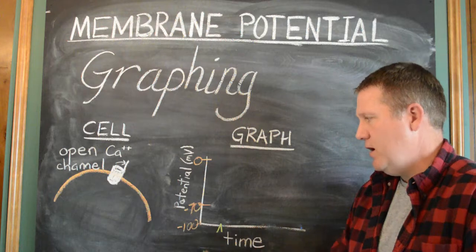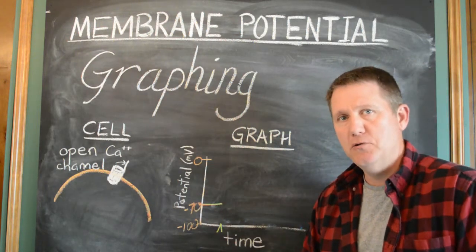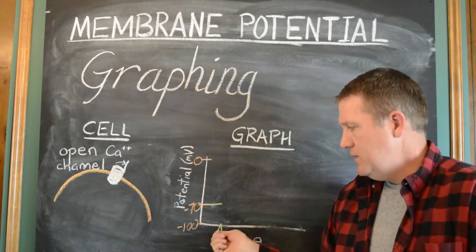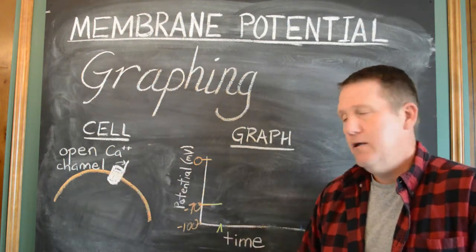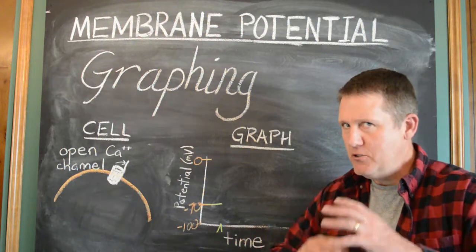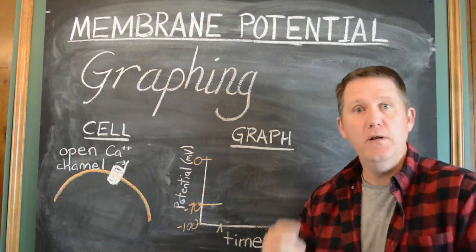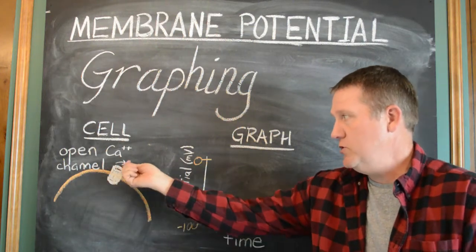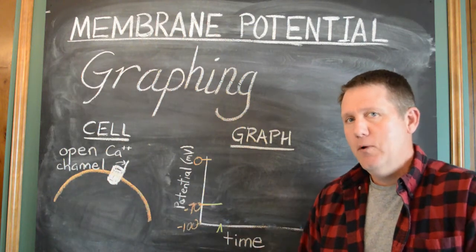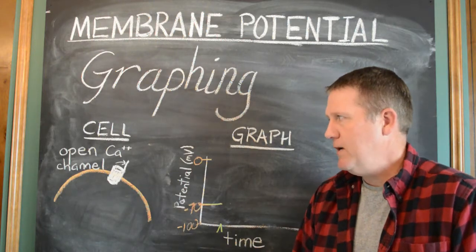Right here at this time, we're going along, the cell at resting membrane potential, -70. And at this point, we open up a calcium ion channel. The cell has all kinds of different channels, and some of them have little lids that can open and close, essentially. So this one just opened. What would happen? Let's walk through this one step at a time.